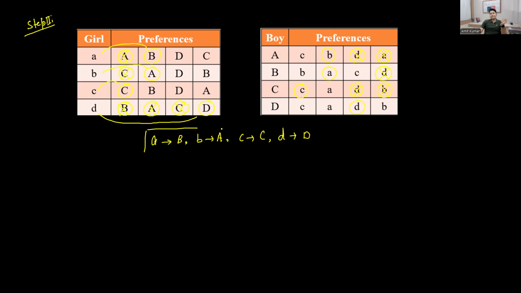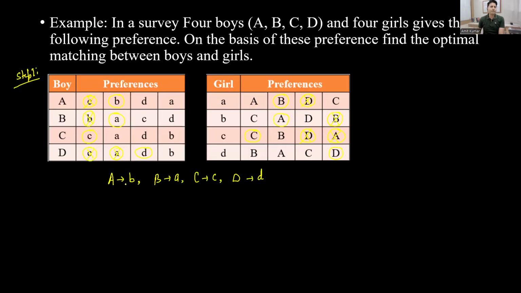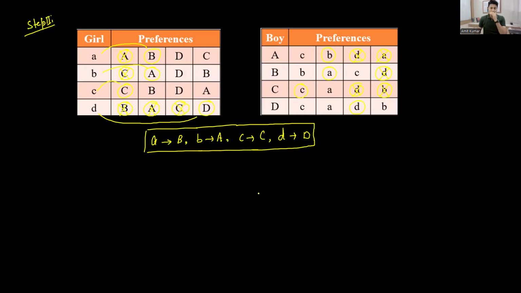Now, both the steps are completed. We are supposed to write the concluding remark whether the given problem is stable or not. So for this, we are supposed to check if from both sides we are getting the same matching. If from both sides we are getting the same matching, we'll say the given problem is a stable problem. So let us check it. It is A to B, B to A, C to C, and D to D. And in step one, A to B, B to A, C to C, D to D. That means from both sides we get the same matching.